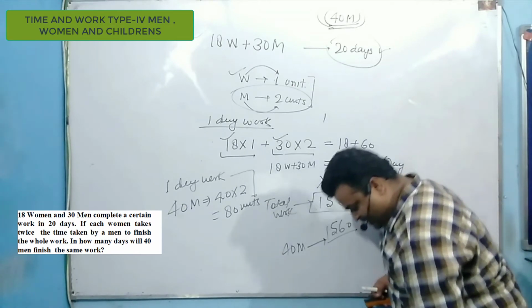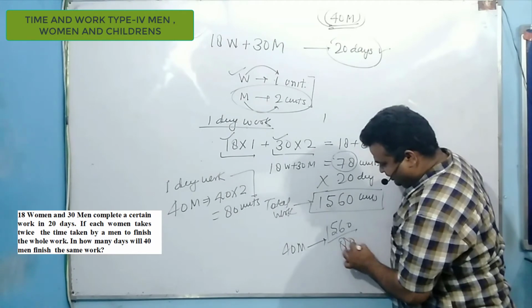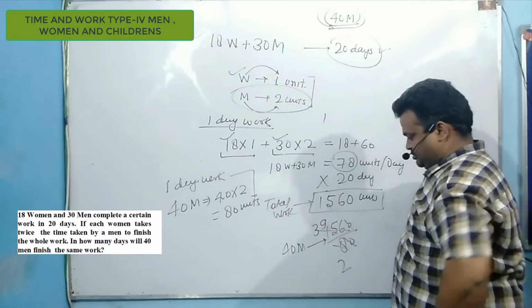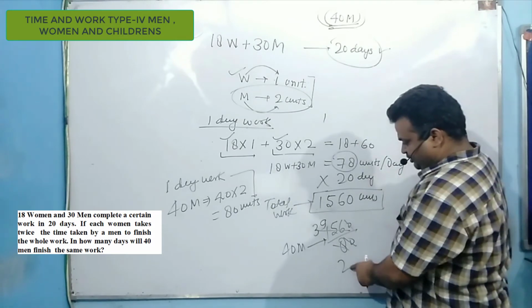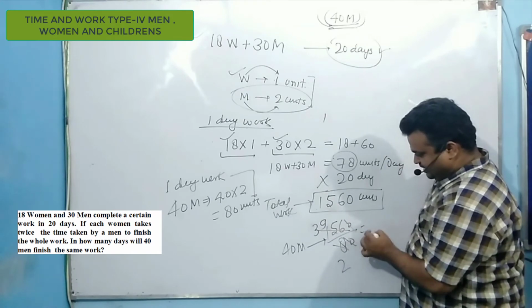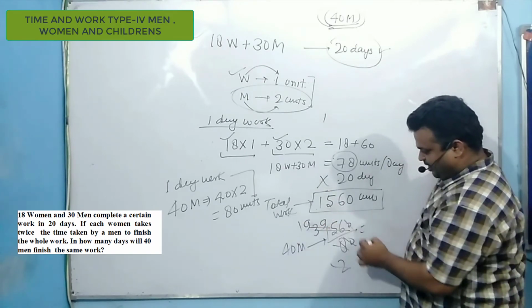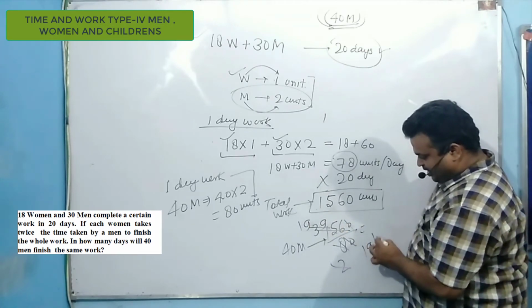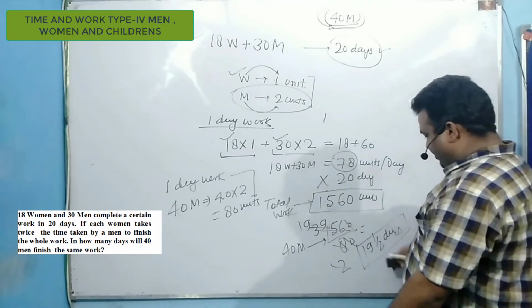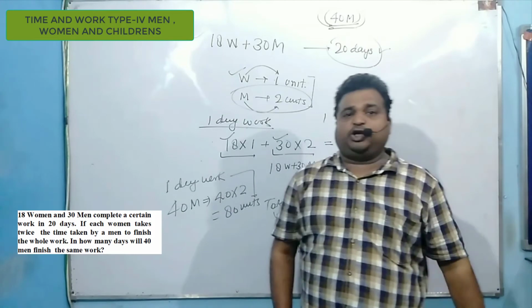So I can write here, this divided by 80. 4 2s are 8, 4 3s are 12, 4 9s are 36, 2 and 39. So it comes to 19, and 1 by 2. So it will be 19 1 by 2 days. So 40 men can complete the entire work in 19 and a half days.